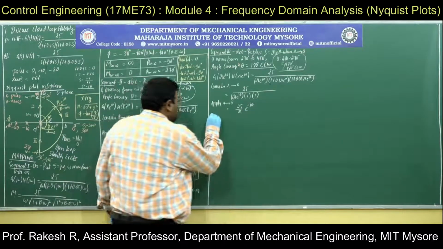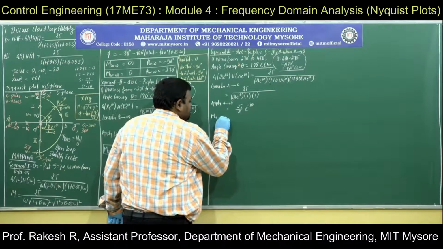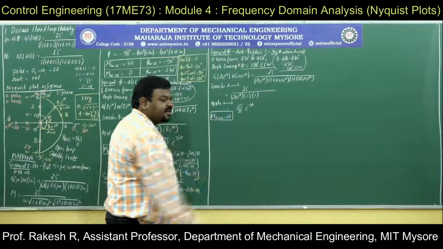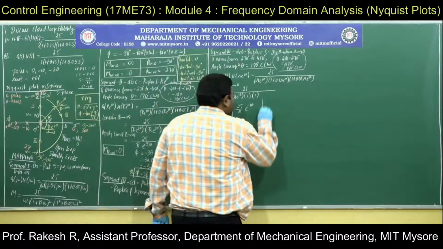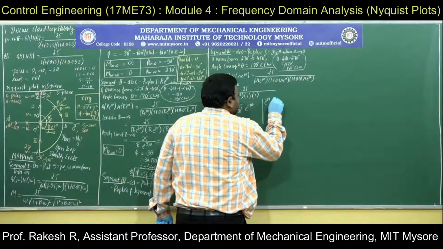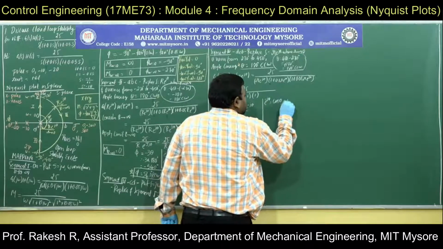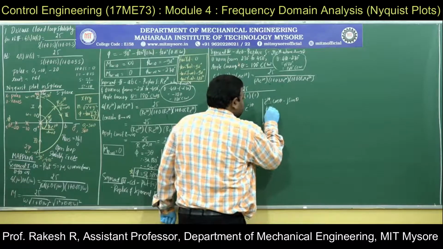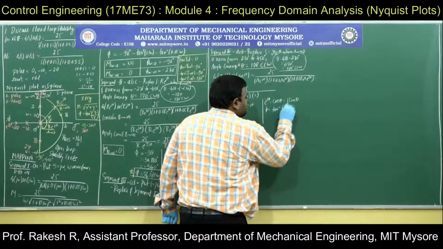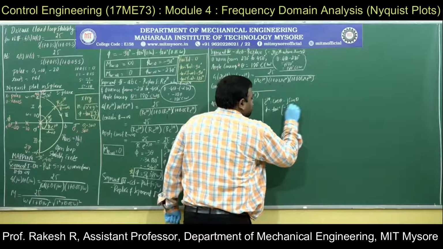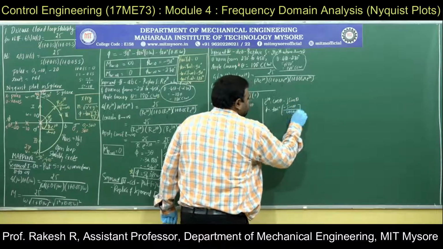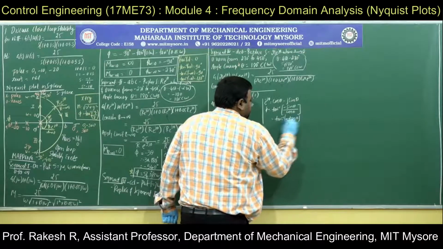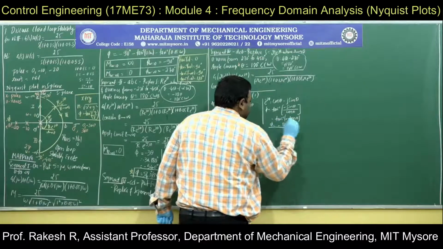So what is the magnitude? Magnitude at r tends to 0 is infinity, because anything by 0 is infinity. And what is the phase angle? Phase angle is e to the power of minus j theta, cos theta minus j sin theta. What is the phase angle? Tan inverse of imaginary part minus sin theta divided by real part cos theta. So tan inverse of minus tan theta. So remaining is minus theta.